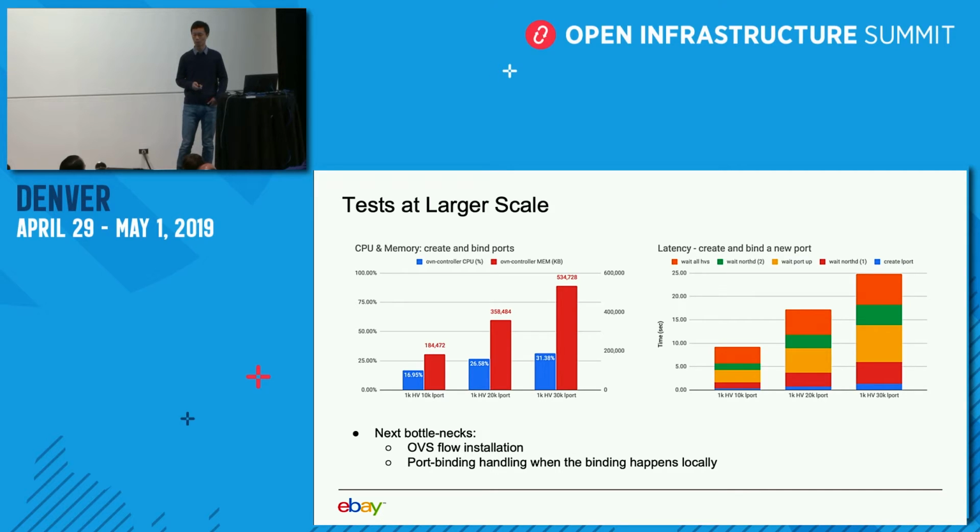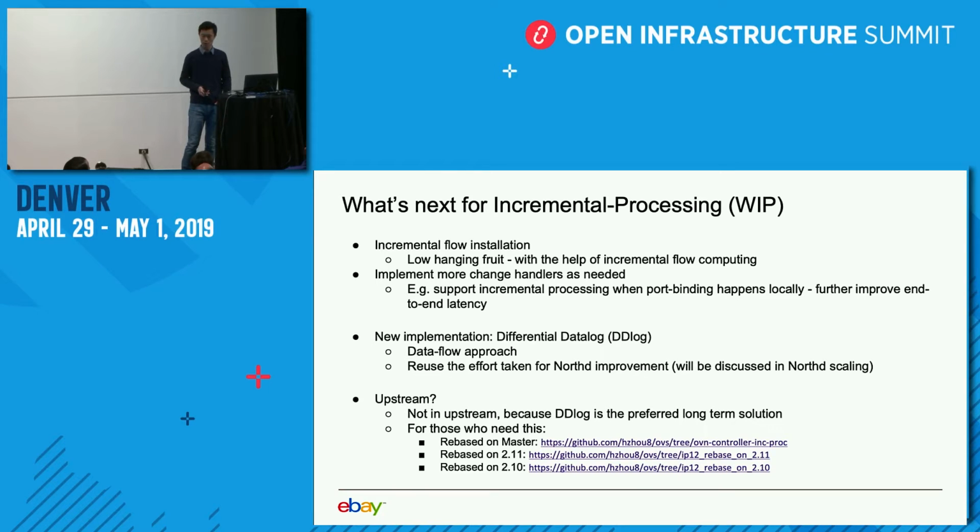The next point is port binding handling, which happens on the local hypervisor, where the incremental processing handler is not yet implemented. So if the port is bound on the local hypervisor, the OVN controller on this hypervisor will still recompute everything, and that takes a lot of time. But all the other hypervisors will incrementally process that change. So CPU utilization on other hypervisors will not be very high, but the end-to-end latency will still be high. Latency is also due to ovn-northd recomputing, which I'll introduce later. So these are the next steps for the incremental processing.